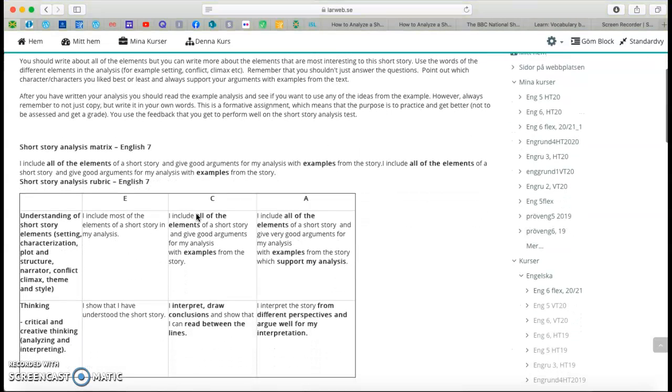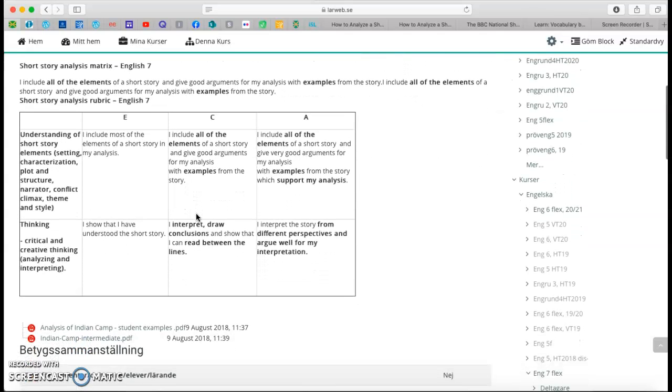Then you send it in and you get feedback, but not a grade. And you try to use that feedback when you do the test on a story that you don't know anything about. But then you can show what you have learned.